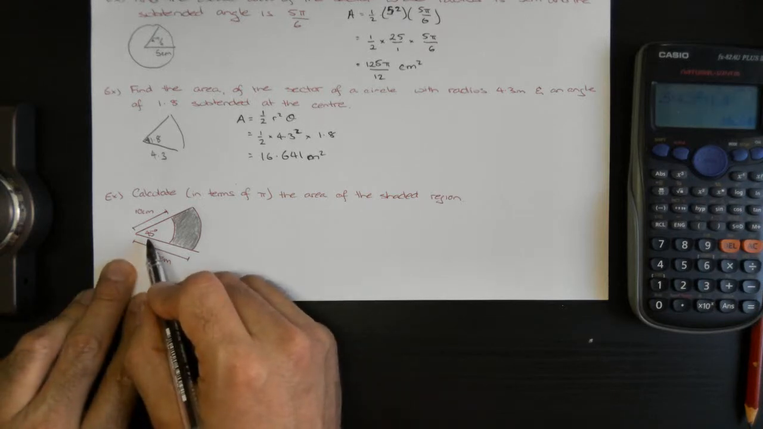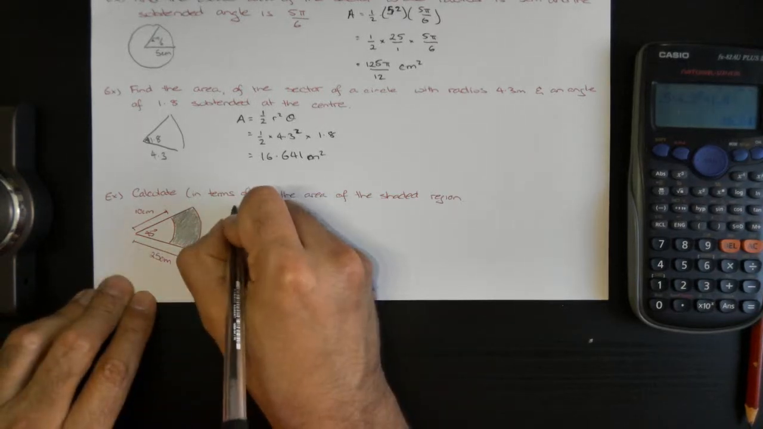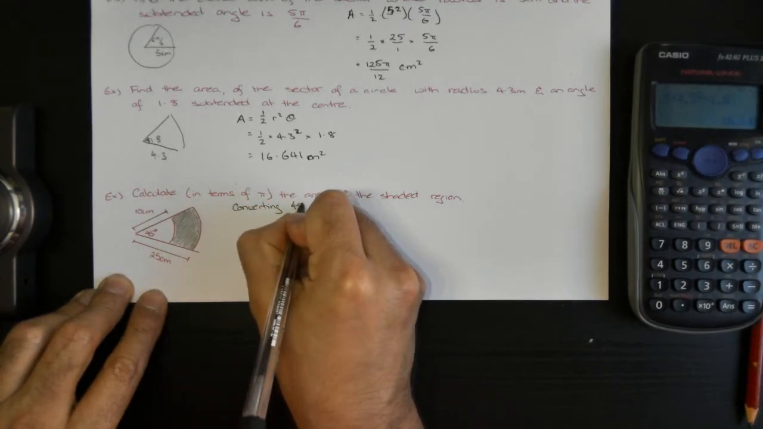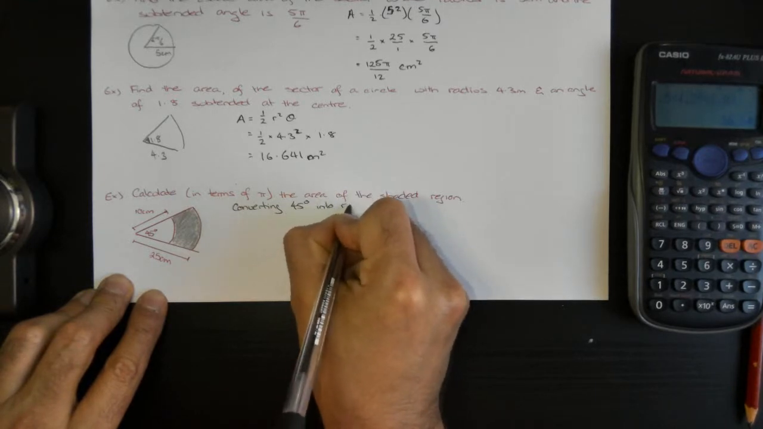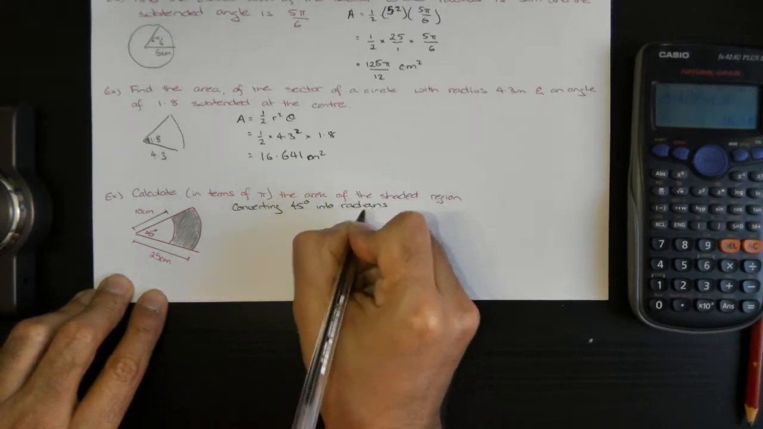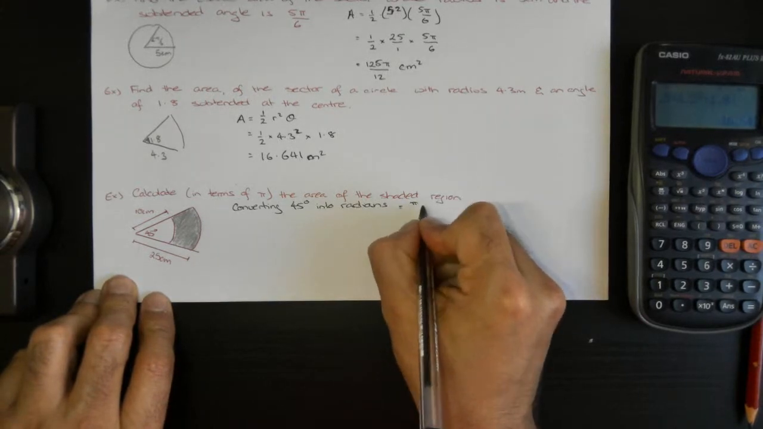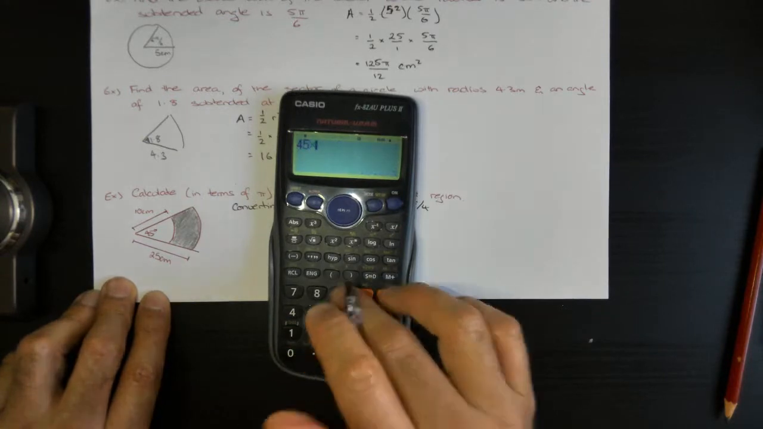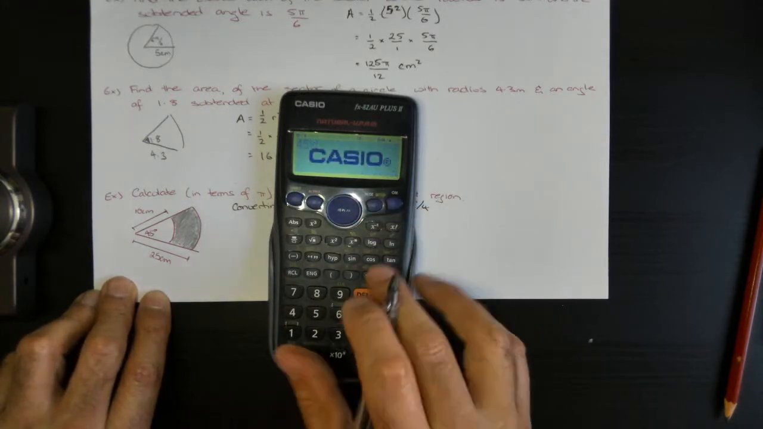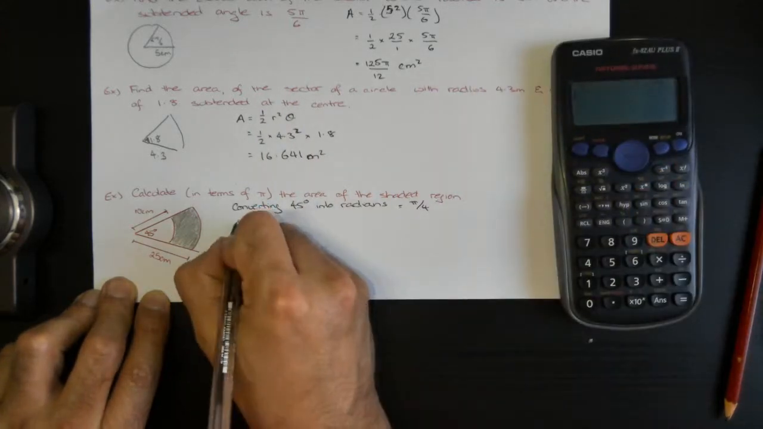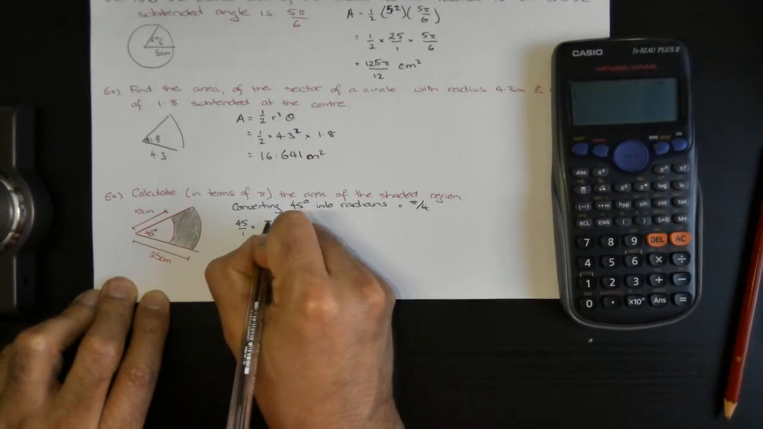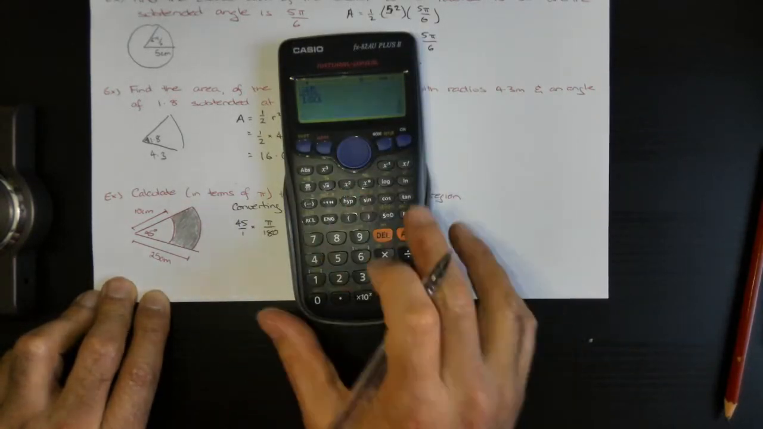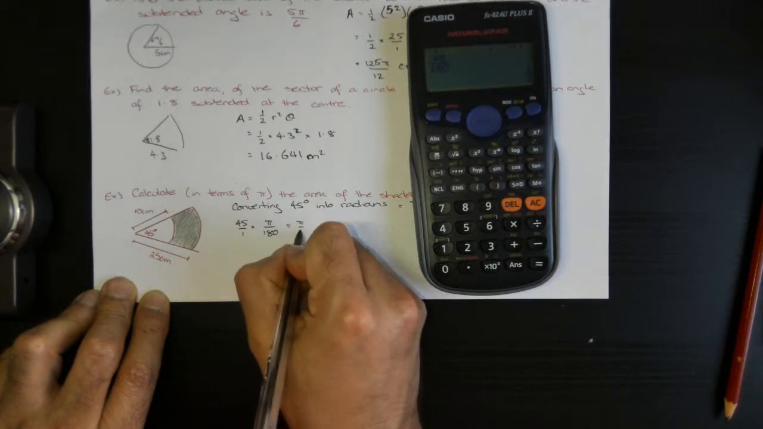So we want to calculate, in terms of pi, the area of the shaded region. Okay, so firstly, converting 45 degrees into radians is going to be pi on 4. You could do that as 45 times pi over 180. 45 over 180 equals 1 over 4, which means pi on 4.